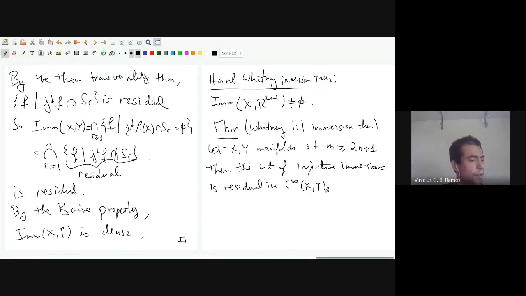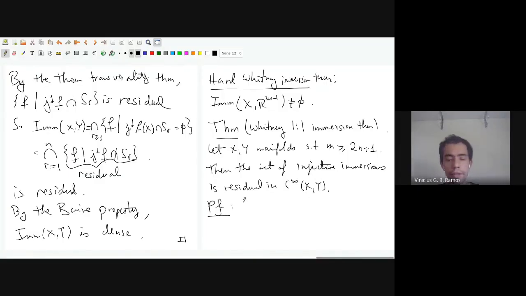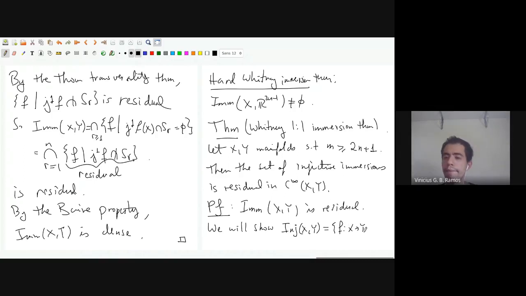Okay, so proof. Well, the set of injective immersions is the intersection of the set of immersions with the set of injections. So we already know that the set of immersions in this situation is residual. We proved it here. So we will show that the set of injections is residual.